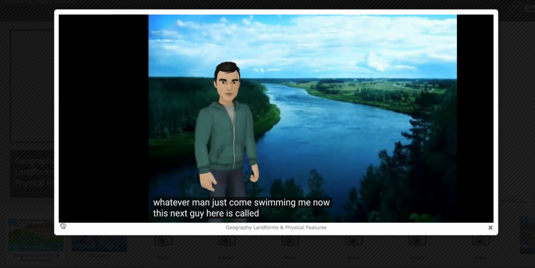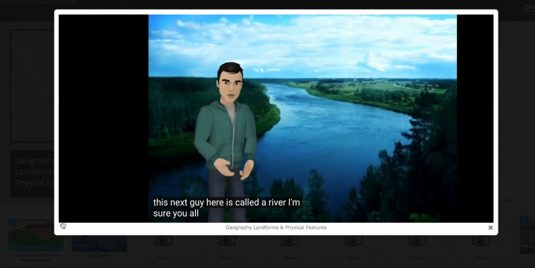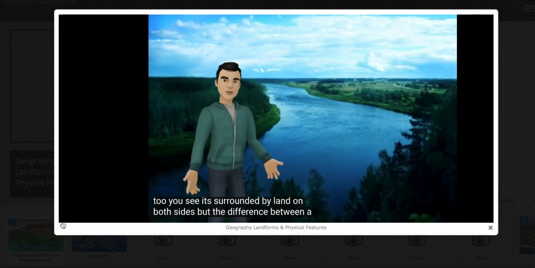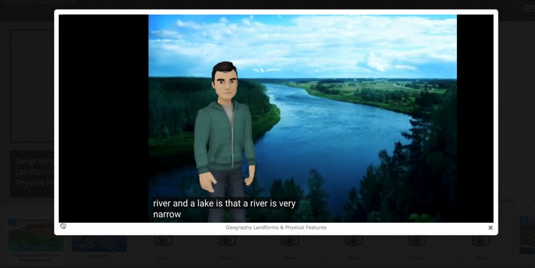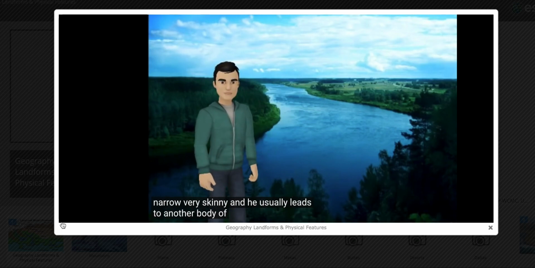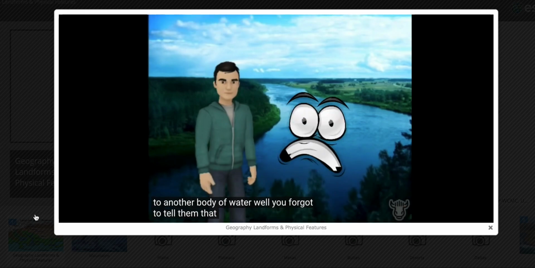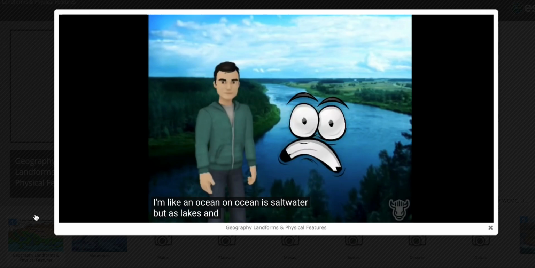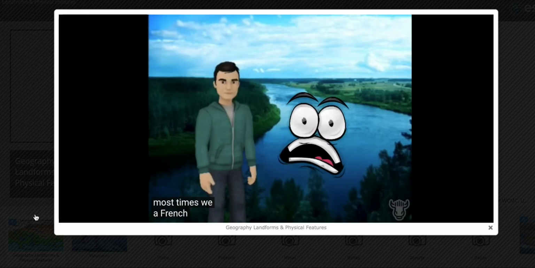Now, this next guy here is called a river, and I'm sure you all have heard of that before too. You see, it's surrounded by land on both sides, but the difference between a river and a lake is that a river is very narrow, very skinny, and it usually leads to another body of water. Oh, you forgot to tell them that I'm fresh water, man. Unlike an ocean is salt water, but us lakes and rivers, most times we are fresh water.